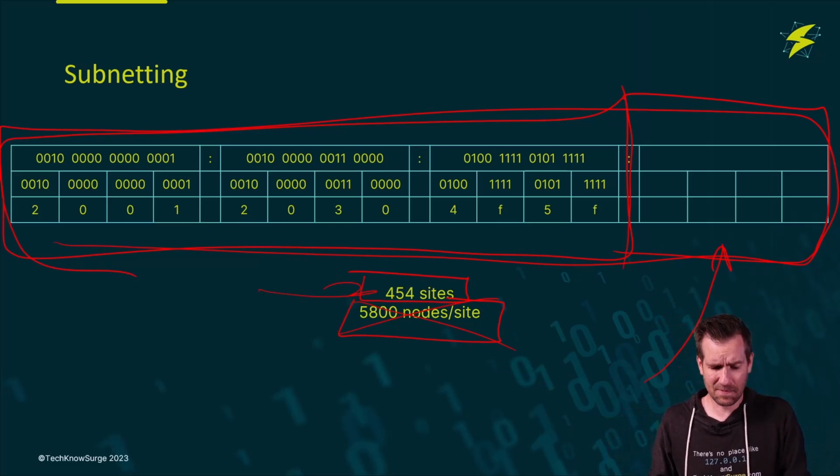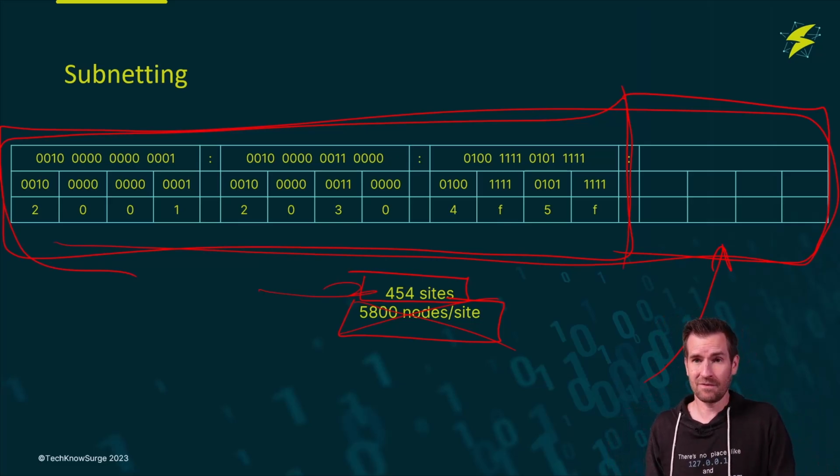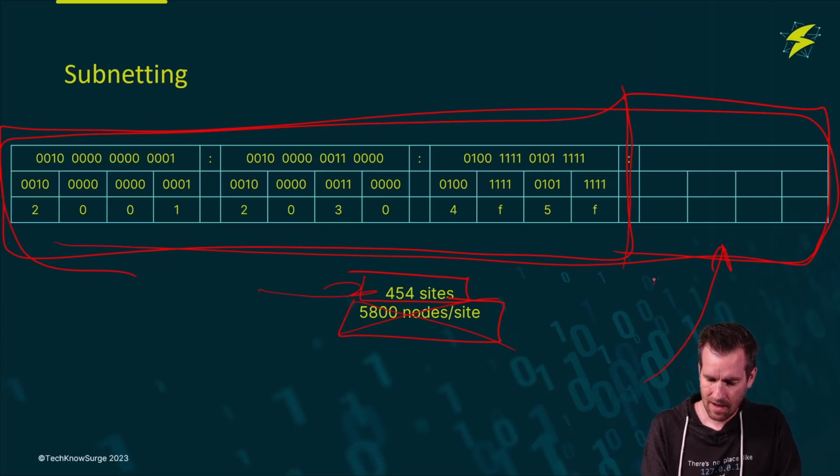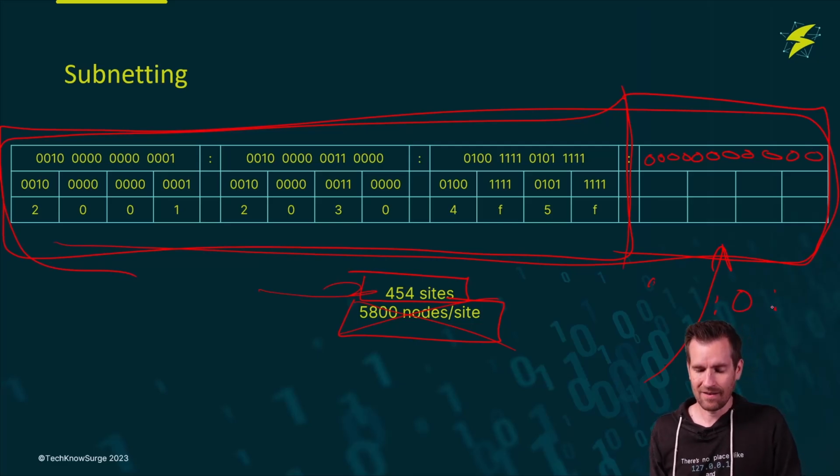Because this is pretty straightforward, we just need 454 sites. We just start naming them off. The first one is going to be all zeros here: 0, 0, 0, 0, 0, 0, 0, 0. If we condense this down, this would just be a 0. So colon, 0, colon. The next one would be colon, 1, colon. The next one, colon, 2, colon.